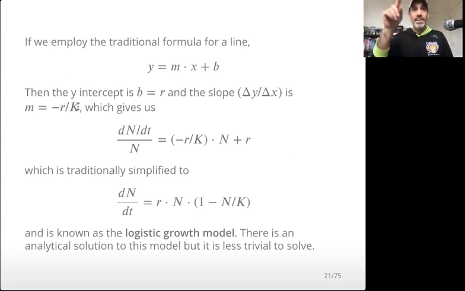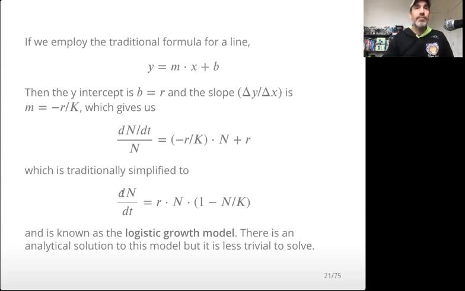So a delta x of k corresponds to a delta y of minus r. So our slope is minus r over k. And if we plug that in, we have dN/dt over N is minus r over k times N plus r.